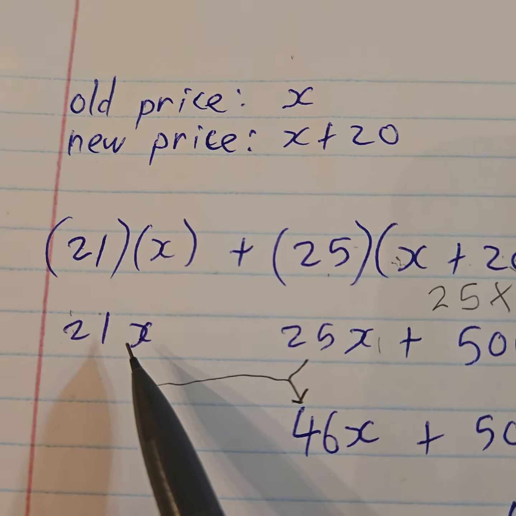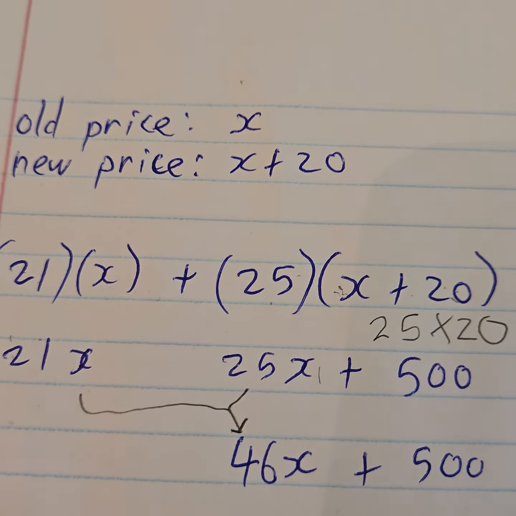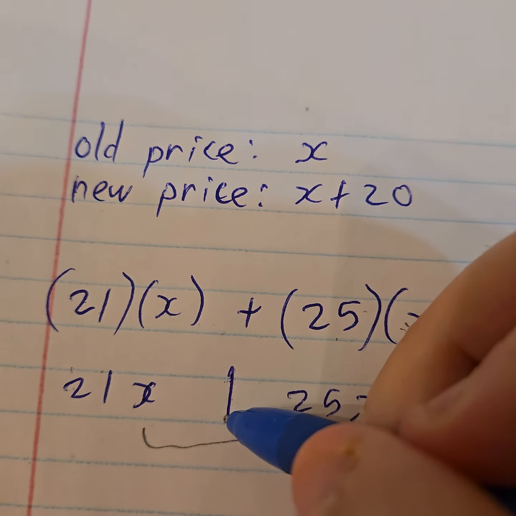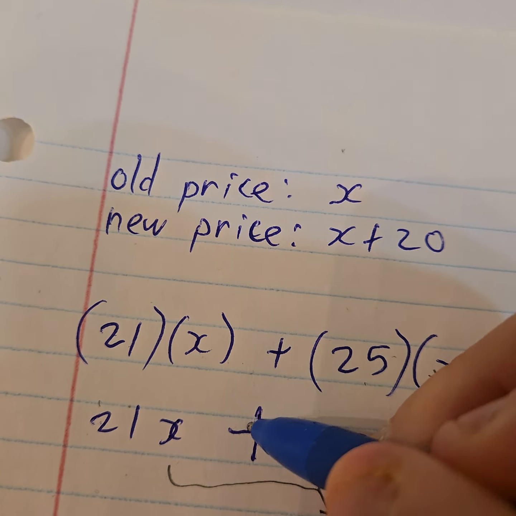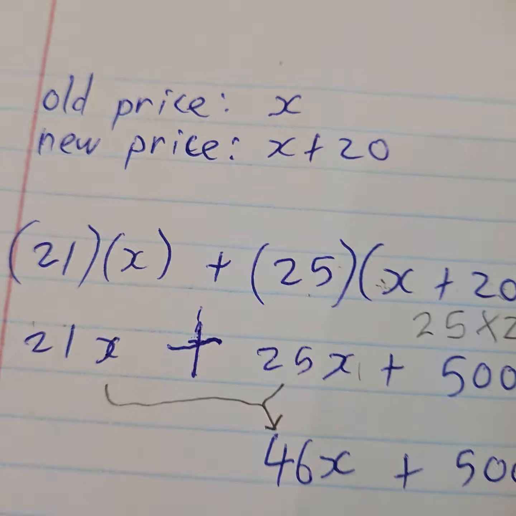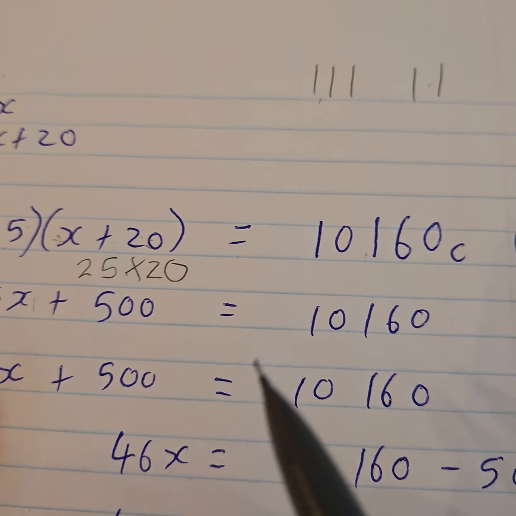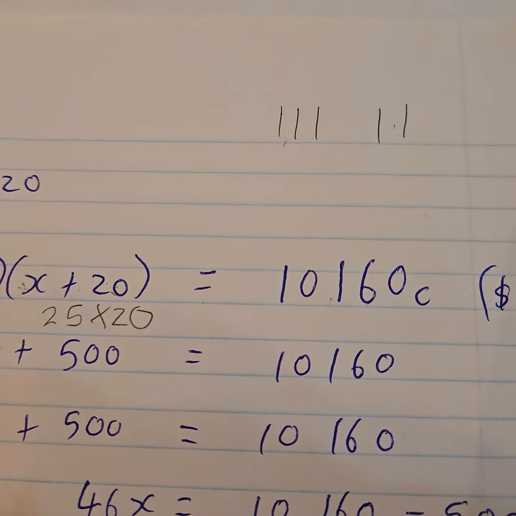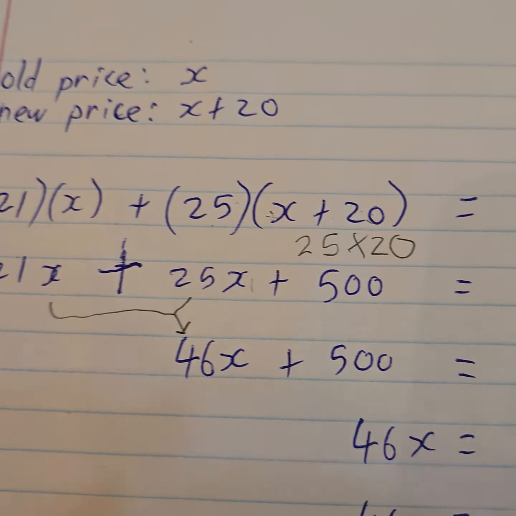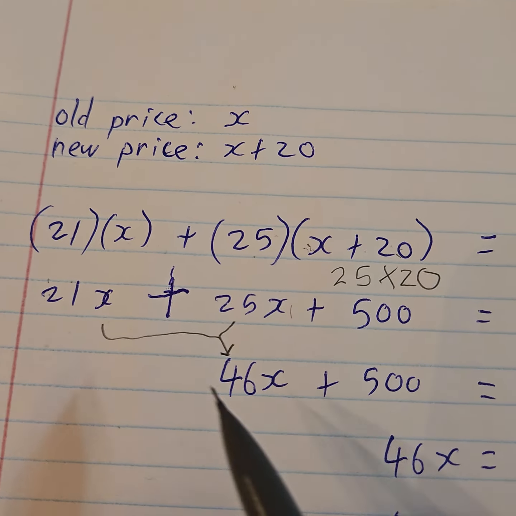So this is my equation, 21x plus, and I forgot to write the plus sign in, so I'm writing it in now. You see, this is why I like to do it ahead of time. My handwriting is not so good when I do it on camera. So 21x plus 25x plus 500 equals 10,160. And now what we're going to do is we're going to simplify.